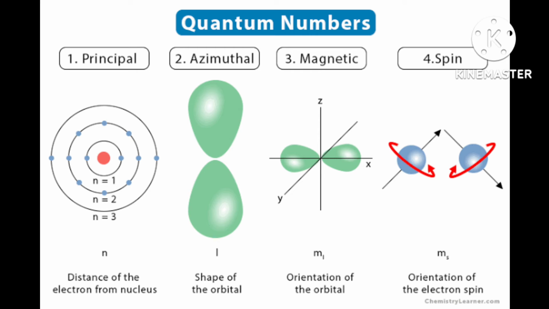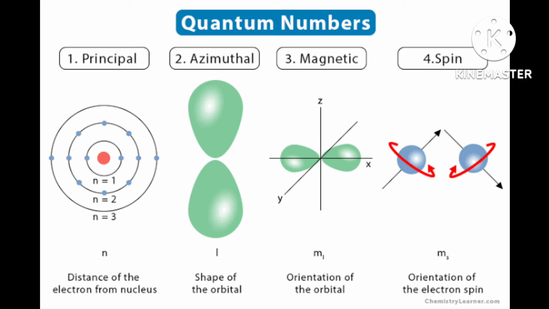For any subcell, again I am telling you one more relation, what I told you, the 2L plus 1 relation. Here also the same relation is there. For any subcell that is denoted by L value, there will be 2L plus 1 values of M. See here, again I am telling you, if you know the value of N, then you can know the value of L.